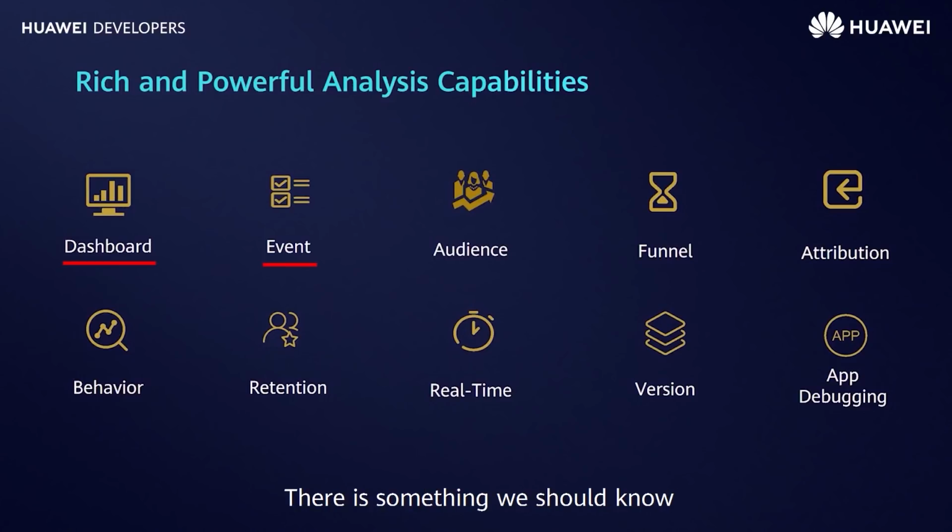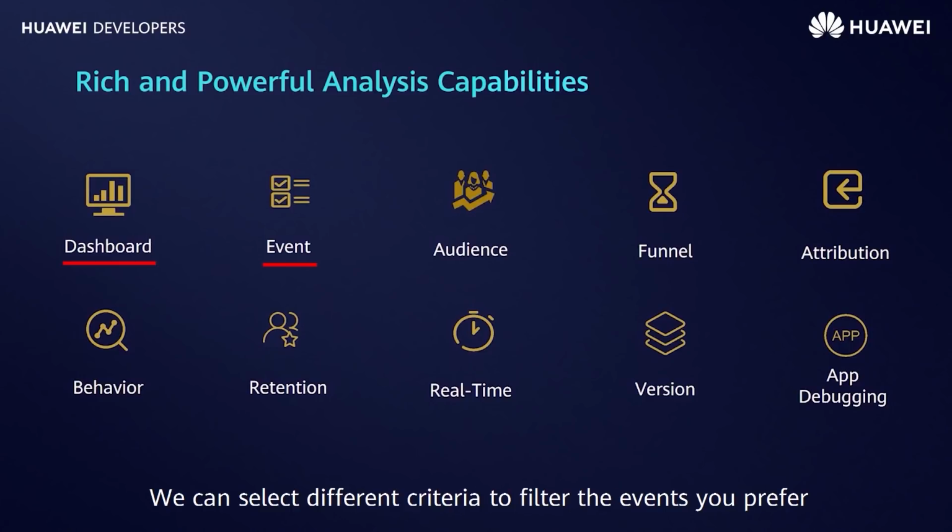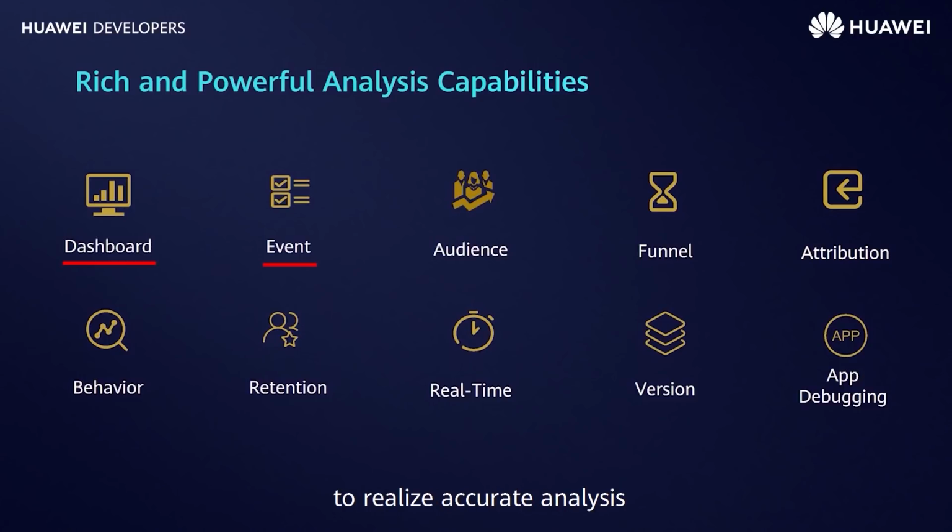There is something we should know from user property and audience, these two dimensions. We can select different criteria or filter the events you prefer to realize accurate analysis. Since we have briefly introduced the user properties, then we go on to introduce the audience.